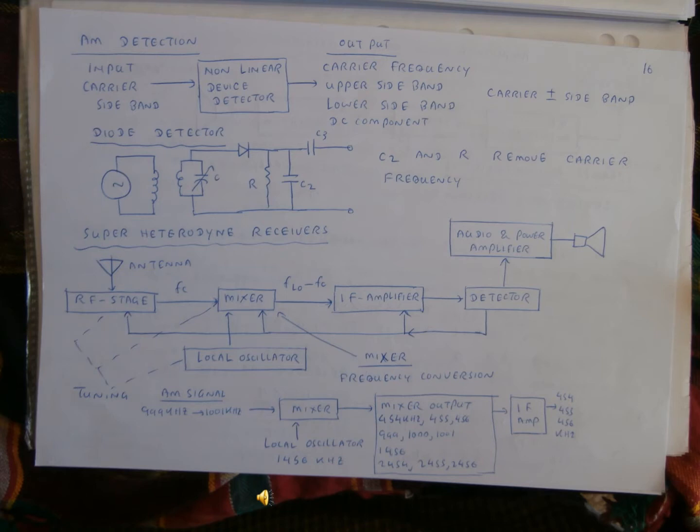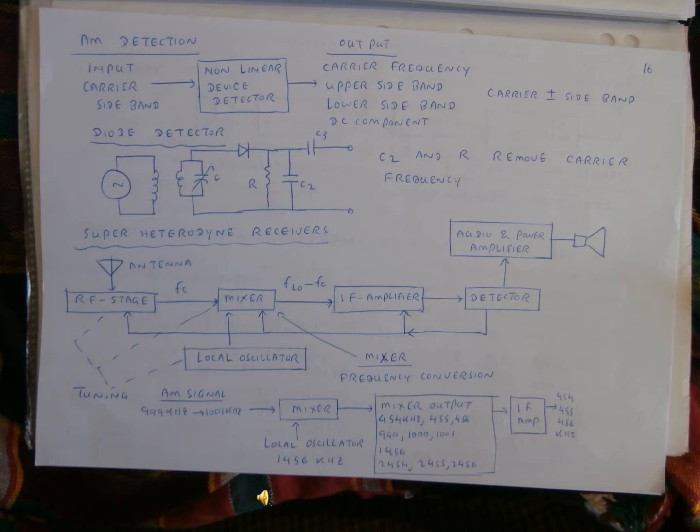So in this case, the input carrier and sideband frequency is provided to the non-linear device detector. So the output will be the carrier frequency, upper sideband, lower sideband, and the DC component. This equation can be written as carrier plus or minus sideband frequency. So this detector can be considered. In the diagram you can see the diode detector circuit. In the diagram, C2 and R can remove the carrier frequency.